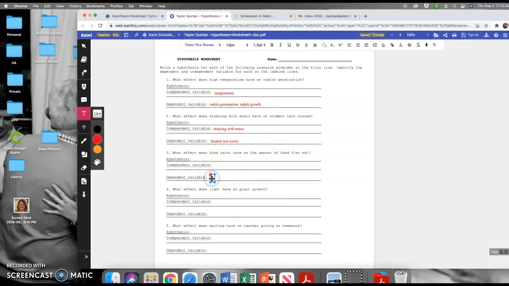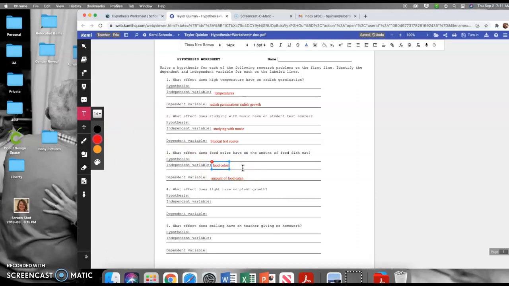Okay, so we've got number 2 down. Number 3, what effect does food color have on the amount of fish food eaten? Well, what's being measured? Well, we can't measure food color, but we can measure the amount of food eaten. Then what's affecting the food being eaten? That would be our independent variable. So that's going to be food color.